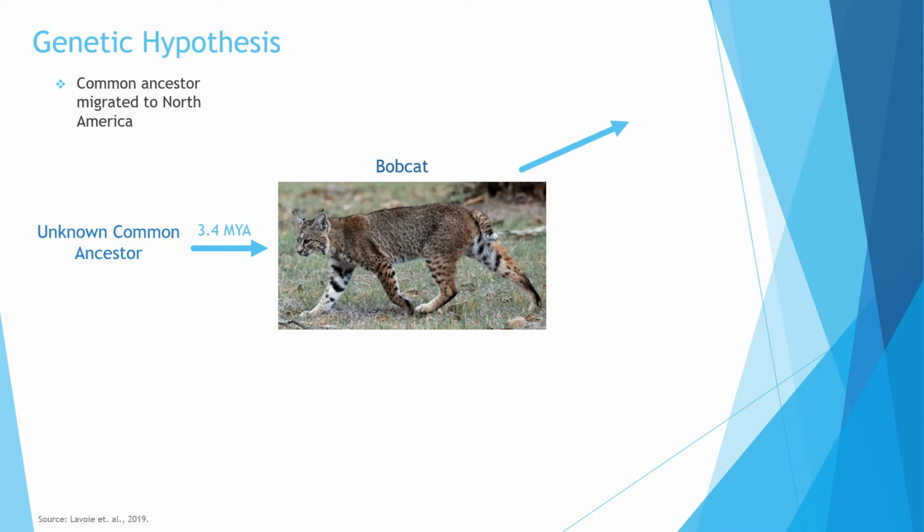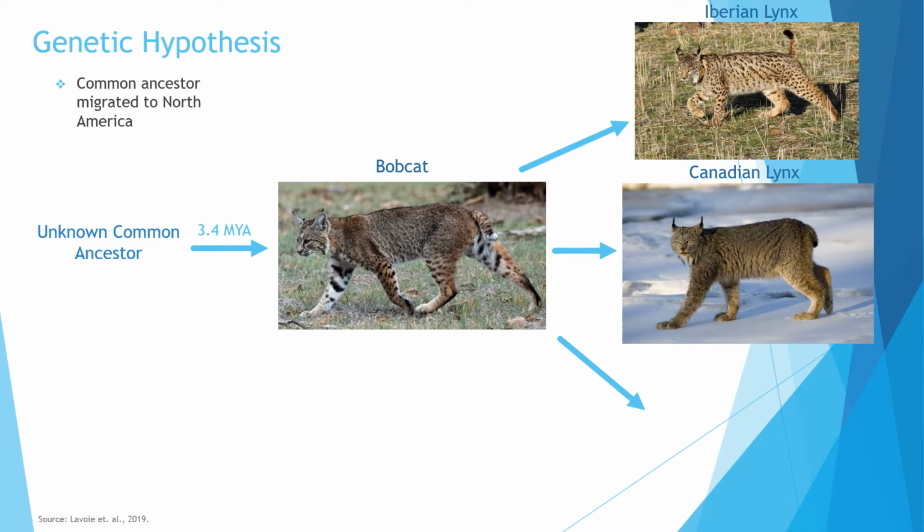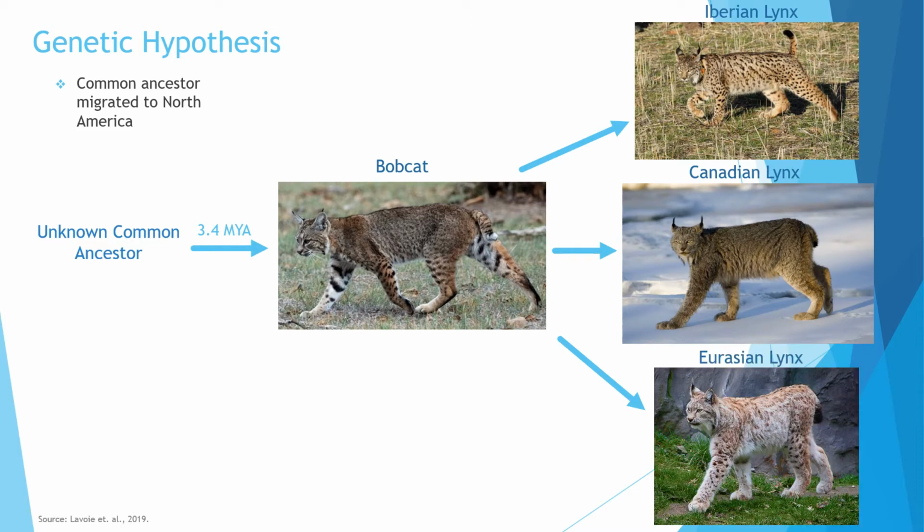The bobcat then evolved into three separate lineages, being the Iberian lynx, the Canadian lynx, and the Eurasian lynx. The Iberian and Eurasian lynx then migrated to Asia via a land bridge, while the bobcat and Canadian lynx stayed in North America. This common ancestor also gave rise to the domestic cat, leopard, ocelot, and puma lineages. Phylogenetic trees are used to reconstruct the origin of a given species. We will speak about phylogenetic trees in the next slide.